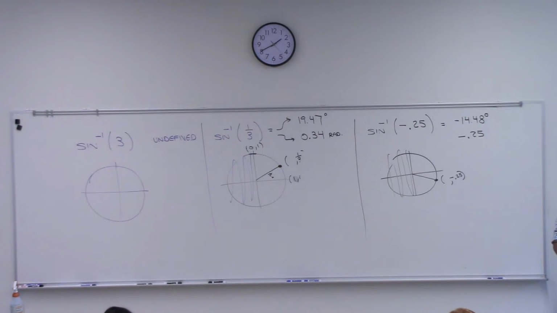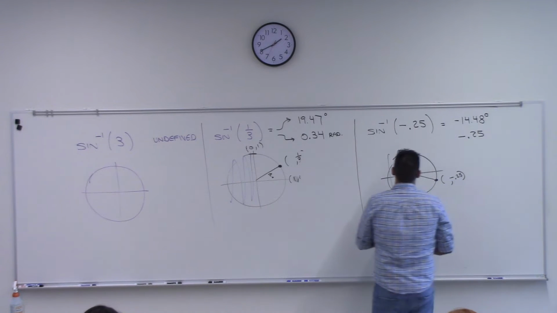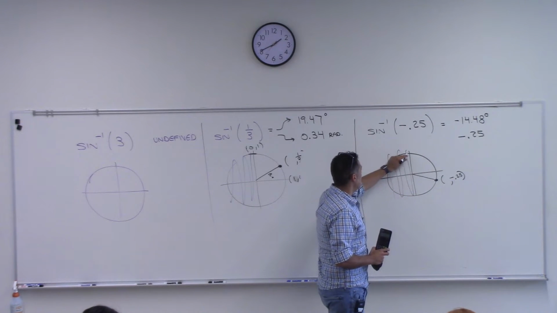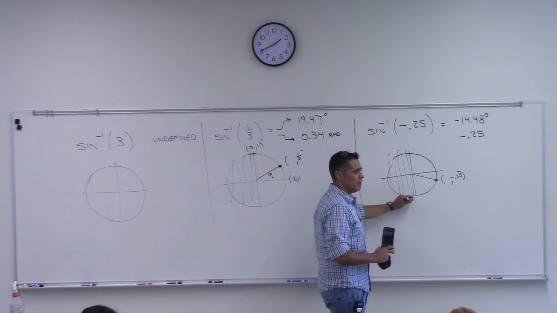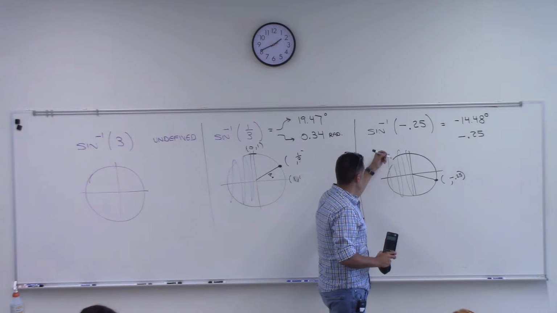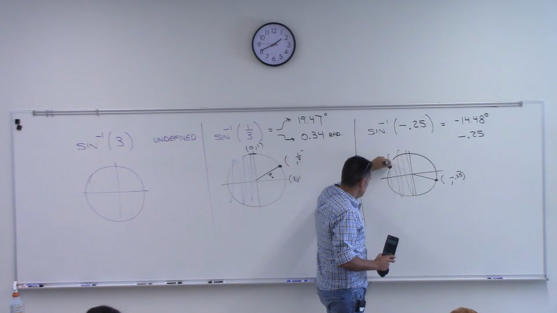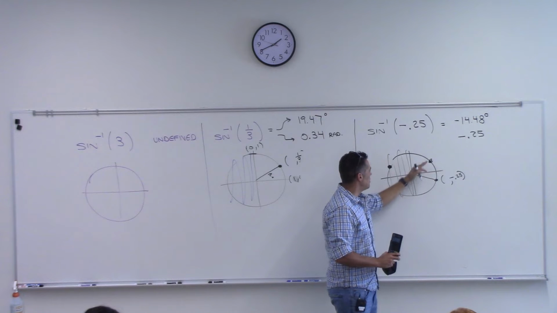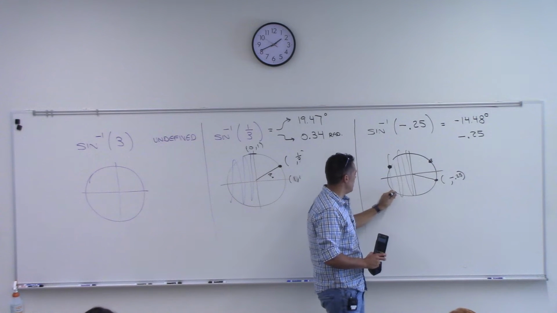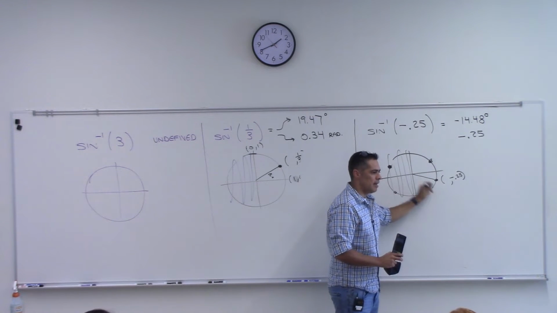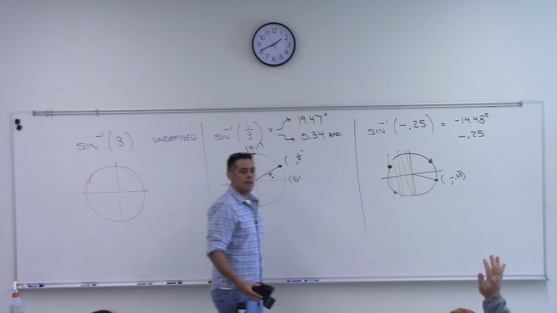Making sense? Yes? Would the calculator give you an answer if you did sine inverse of a point in the shaded region? Well, you would have to pick a y coordinate over here, right? So give me a y coordinate. If you give me a y coordinate over here somewhere, like right there, it's going to think you're right here, so it's going to give you that angle. If you give it a y coordinate like this one, it's going to think you're over here and give you that angle. Yes?